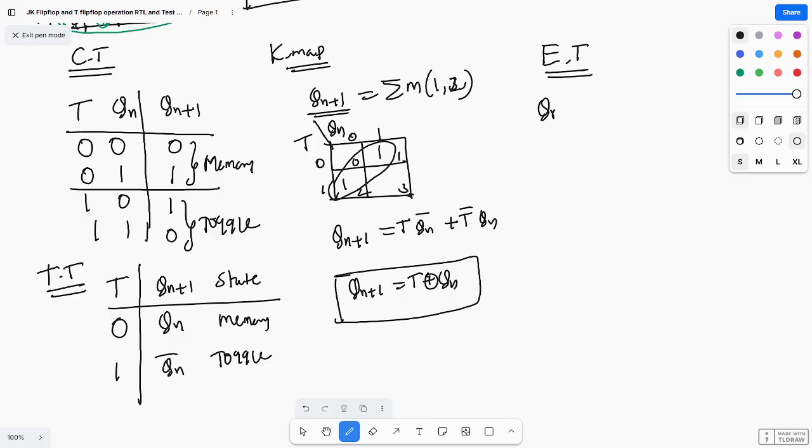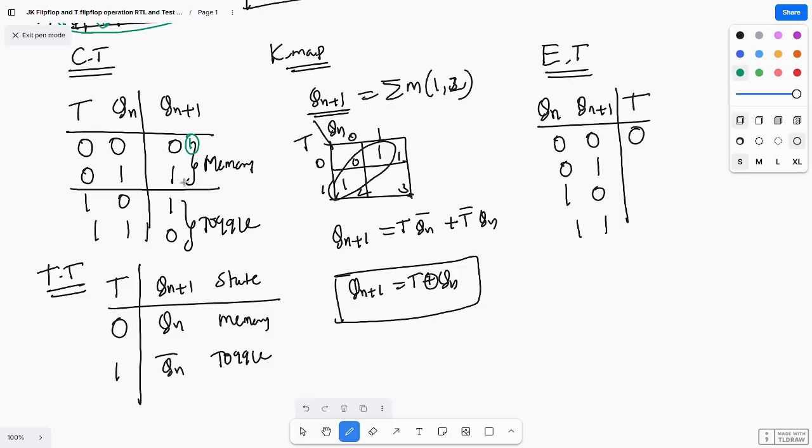So present state, Qn+1 and T. Okay, how many possible combinations? 0 0, 0 1, 1 0, 1 1. Okay, if it is 0 0, what is that state? 0 0 means what? This one. Okay, T equal to 0. T equal to 0.